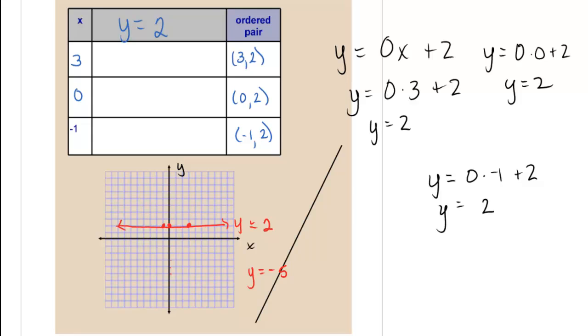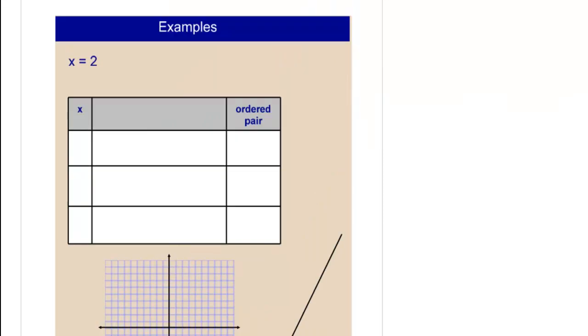1, 2, 3, 4, 5. No matter what x is. So x can be anything. Y will always be -5. So now try the next problem. Based on our last problem, how do you think you would approach x equals 2? I'm going to let you try it.